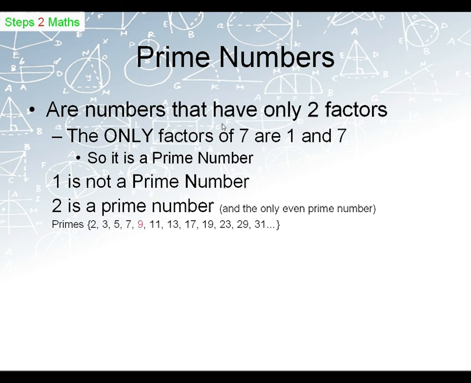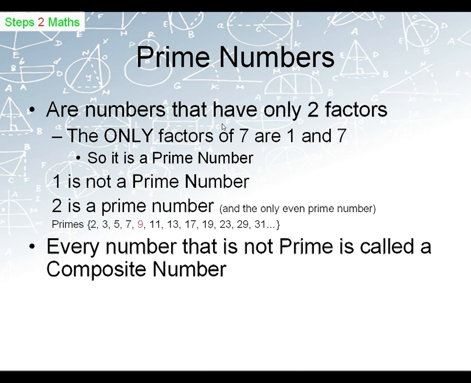That's why I've highlighted it in red, because 9 has factors 1, 3 and 9. It has 3 factors. So a prime number has exactly 2 factors, so 9 isn't included. And then there's a list of some more prime numbers. 11, 13, 17, 19, 23, 29, 31, and so on. So there's an infinite number of primes. It's an infinite set. Now, every number that isn't prime is called a composite number.